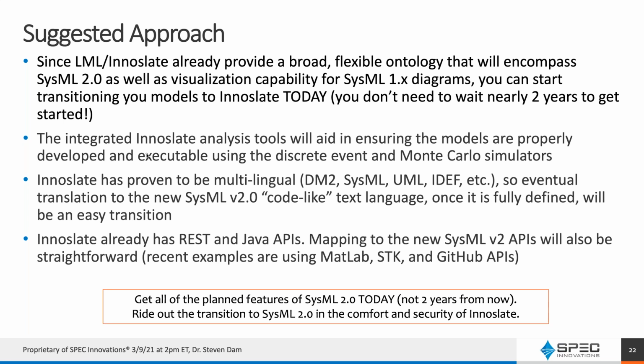And then mapping to the new SysML APIs will also be really straightforward. I mean, we just did this with the APIs for MATLAB, SDK, and GitHub. We're doing it for a half dozen other tools right now that we're looking into and working with. So it's really not a problem for us. When time comes and we need to tie into other tools through this mechanism, we will be thrilled. We will be glad to do that. Again, get all the planned features of SysML today, not 2 years from now. You can write out the transition to SysML 2.0 in comfort and security of Innoslate.